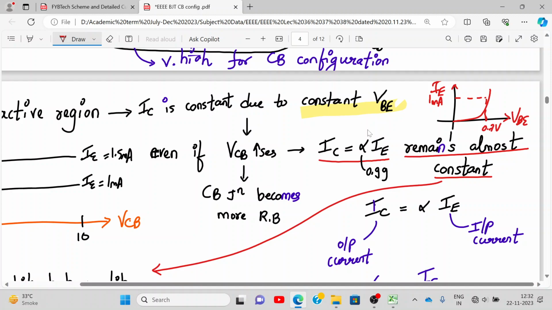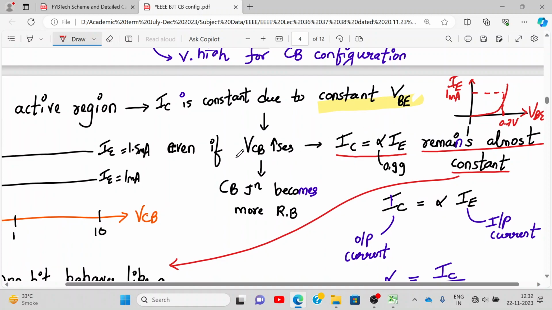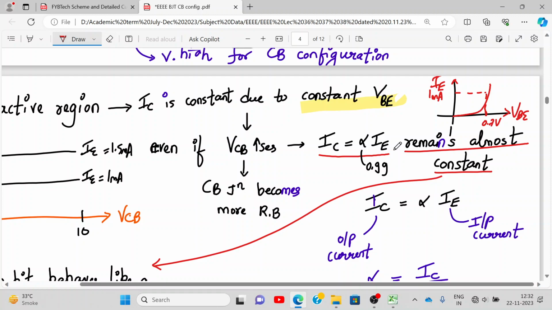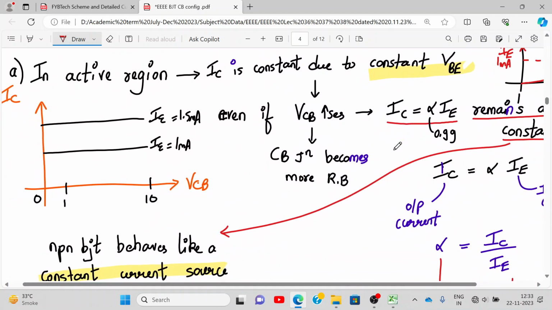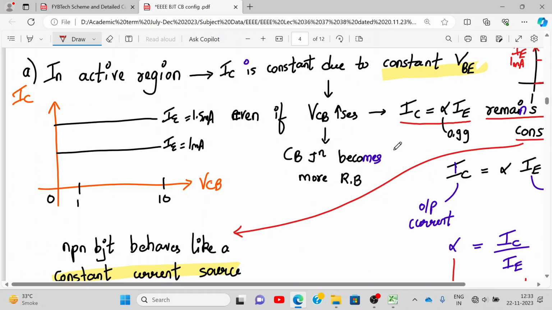Okay. So if my base collector junction voltage is increasing, why is the IC constant now? Why is it not increasing? Tell me.